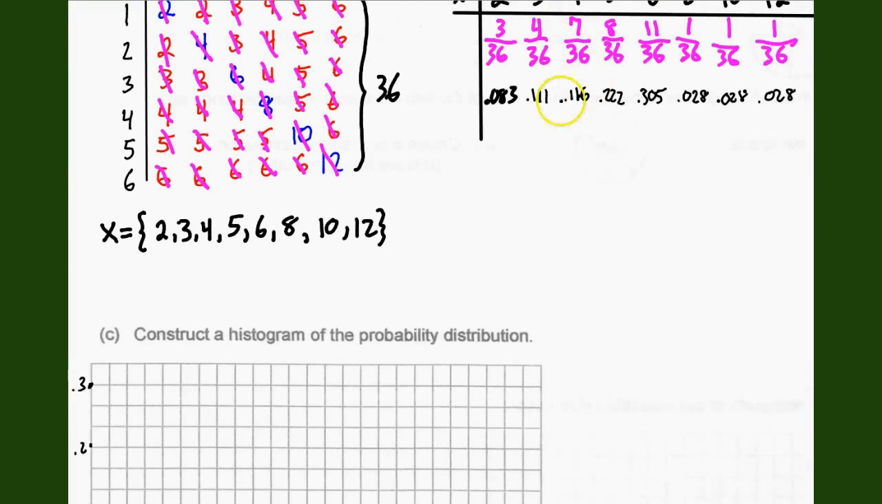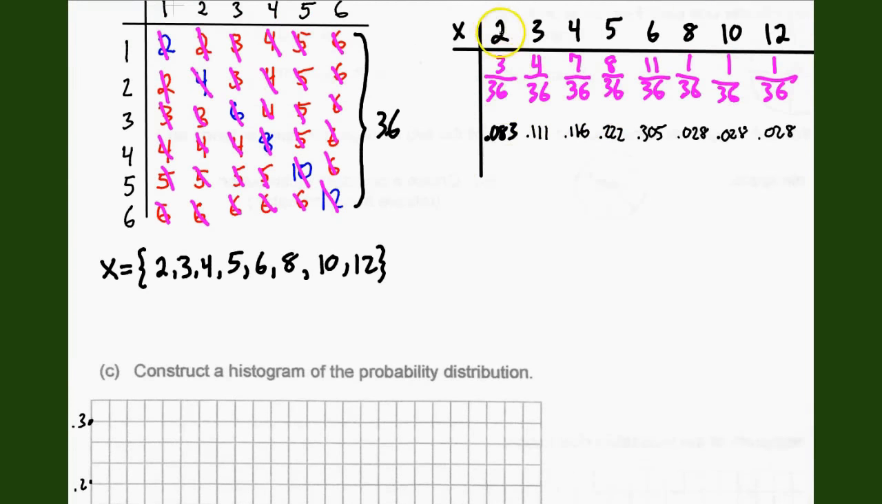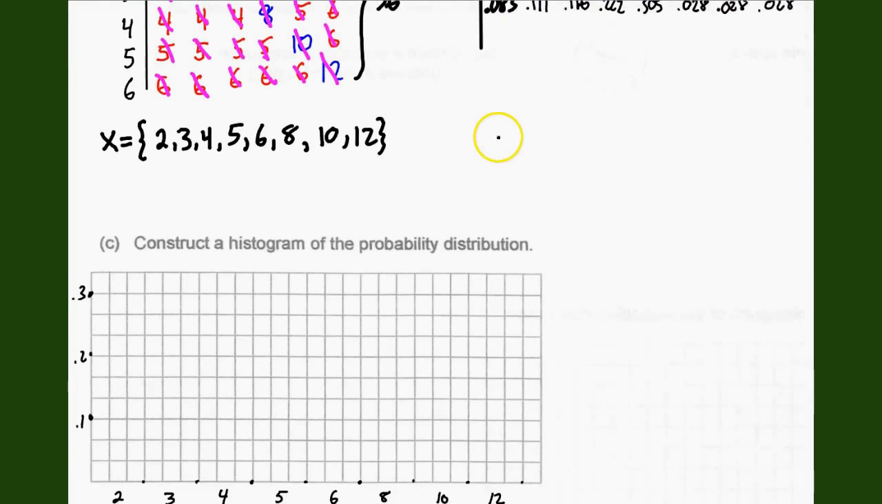I'm using this chart right now, using these decimals. The 2 is 0.083, so basically almost 0.1, but 0.08.